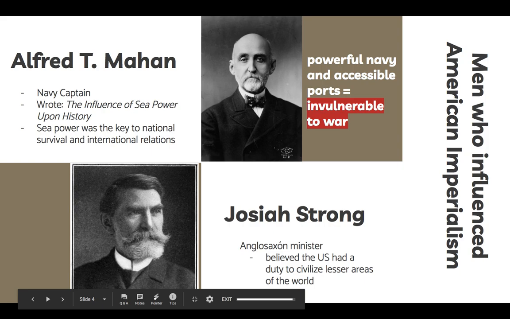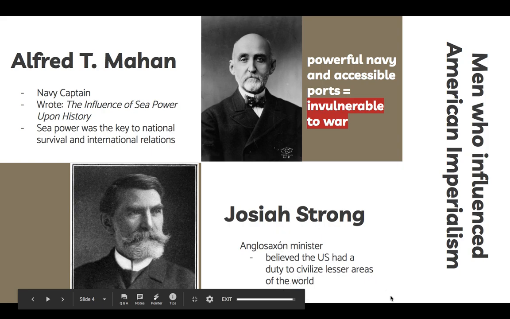And he traced it all the way back to the explorers and the conquistadors. The reason people were successful is because they had sea power. So he's mentioned that a powerful Navy and accessible ports means you're invulnerable to war, and so you are ready to go. Another strong advocate for imperialism is Josiah Strong.